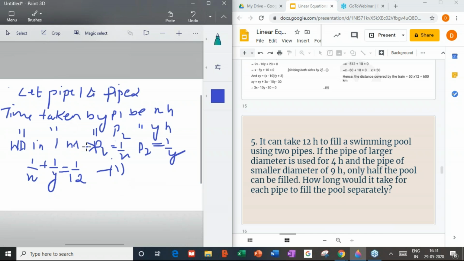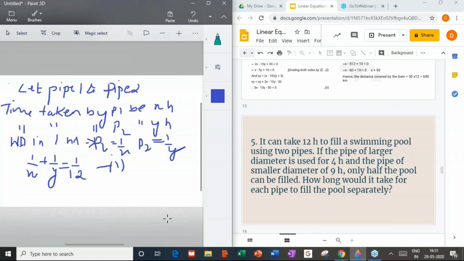And the second equation, how do I get it? It's simple. What does it say? If the pipe of larger diameter is used for 4 hours, so it will be 4 by x, plus smaller diameter is used for 9 hours. So I am considering the pipe of larger diameter to be pipe 1 and the pipe of smaller diameter to be pipe 2. Make sure you write all those things clearly. And it says half, so 1 by 2. These are the two equations. Now you can take 1 by x to be u and 1 by y to be v, or a, b, something like that, and solve.